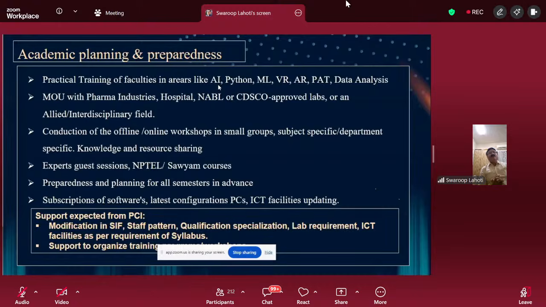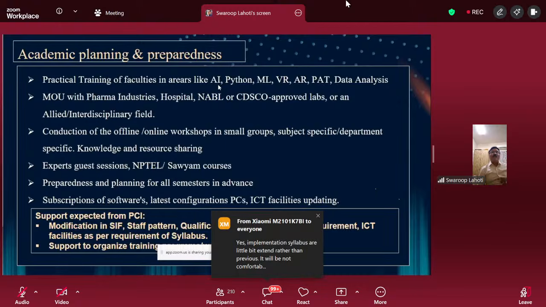Along with that, we should have MOUs with the pharma industry, hospitals, and NABL and CDSCO approved labs, and also interdisciplinary fields, because this is a totally NEP-driven interdisciplinary syllabus. So we should have MOUs with engineering colleges, with VR labs or machine learning labs, or colleges which are running these particular courses. Along with that, the emphasis, the need of the time, is conducting offline and online workshops in small groups.